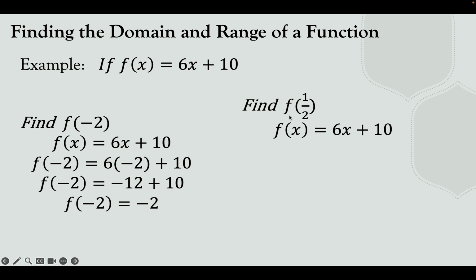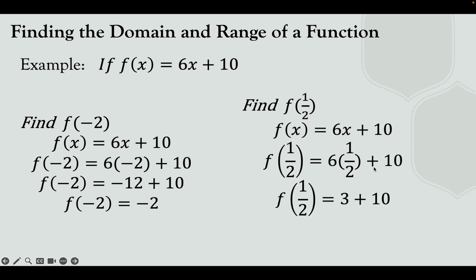Next, find f of 1/2 using the same function, f of x equals 6x plus 10. So substitute the value of 1/2 for x. So f of 1/2 is equal to 6 times 1/2 plus 10. 6 times 1/2 is 3, what is half of 6? That is 3. So 3 plus 10 is equal to 13. So that means f of 1/2 is equal to 13, using the given function 6x plus 10.